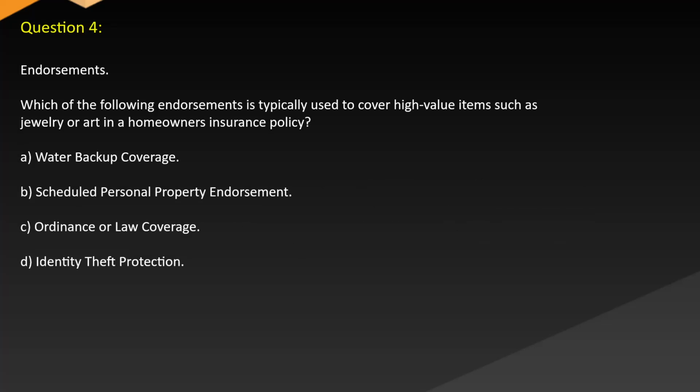Question 4. Endorsements. Which of the following endorsements is typically used to cover high-value items such as jewelry or art in a homeowner's insurance policy? A. Water backup coverage. B. Scheduled personal property endorsement. C. Ordinance or law coverage. D. Identity theft protection.